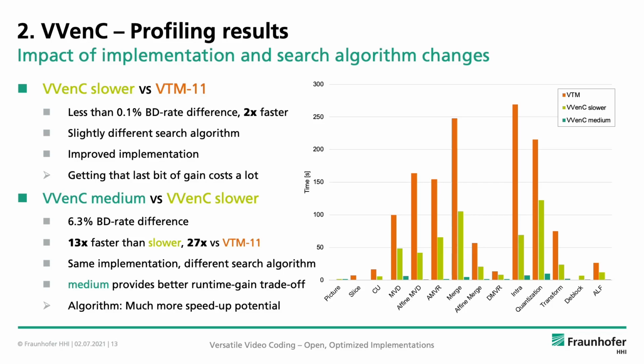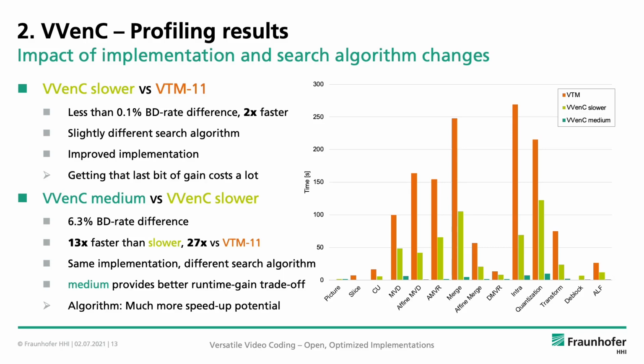Hello, everyone. My name is Adam, and I'm going to walk you through the more technical part of the talk. So let's start by diving right into the profiling results for VTM and VVEnc in the slower and the medium configurations. Basically, those are two comparisons. Let me start with comparing VTM versus VVEnc slower. That's the orange bars and the light green bars.